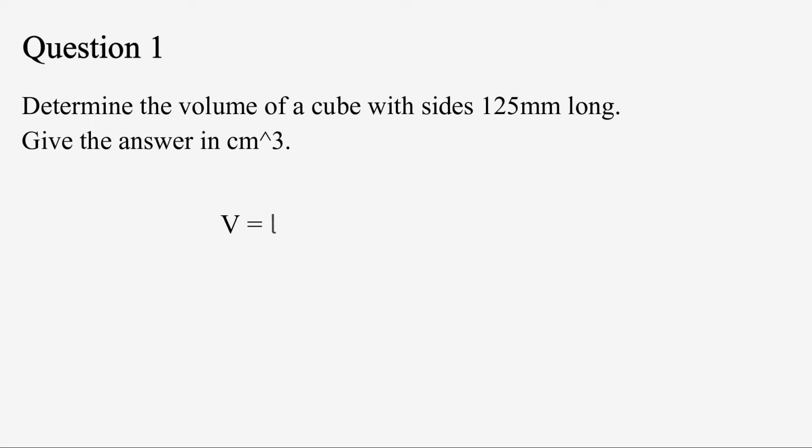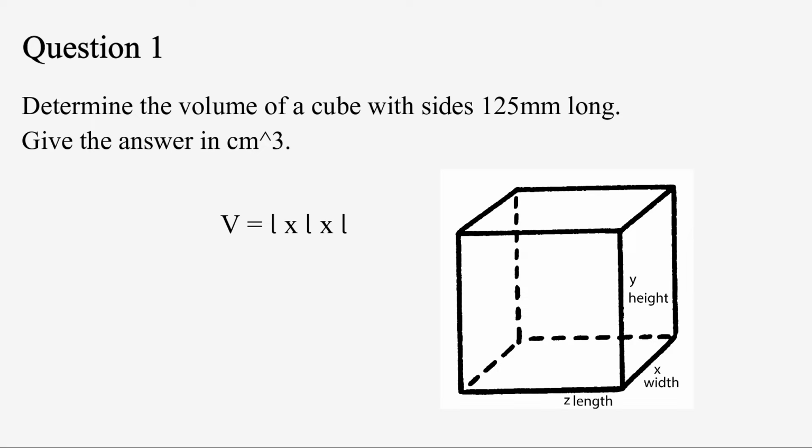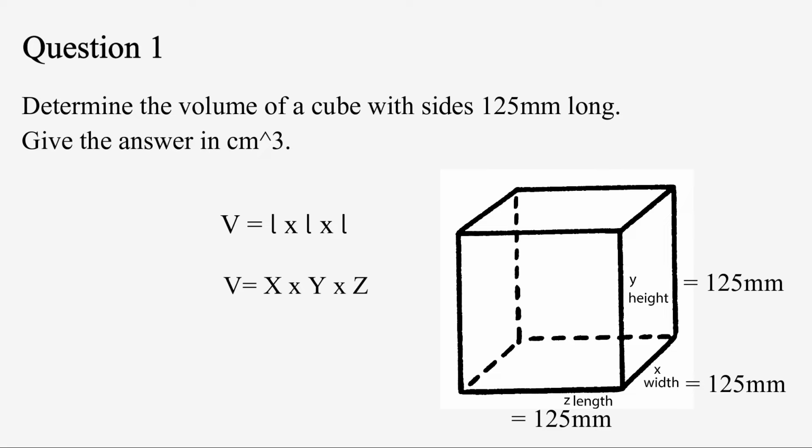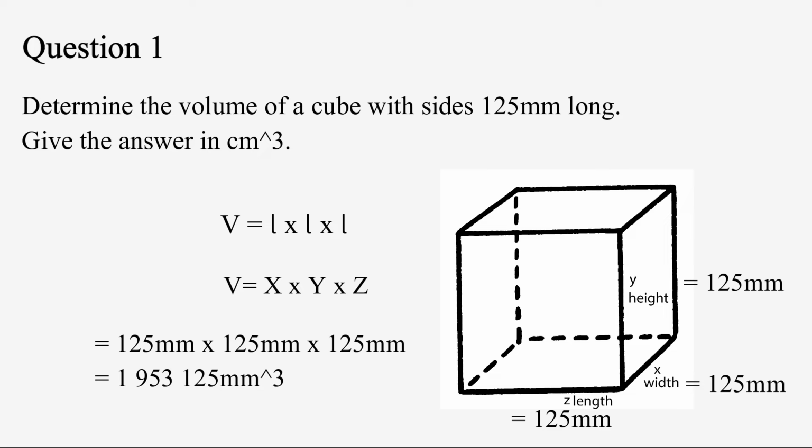Our formula is V equals L times L times L. Now going back to our other formula with the cube, that'll be V equals X times Y times Z, which means that X will equal 125 millimeters, Y will equal 125 millimeters, and Z will equal 125 millimeters. And we times 125 by 125 by 125.